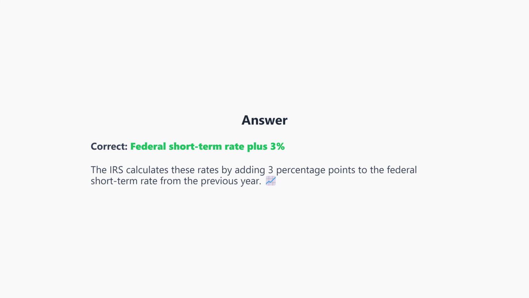The correct answer is B. The IRS determines interest rates for underpayments and overpayments by taking the federal short-term rate and adding 3 percentage points. This calculation uses the federal short-term rate from October of the previous year.